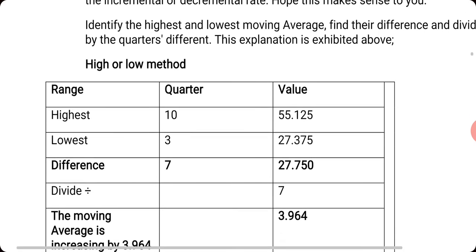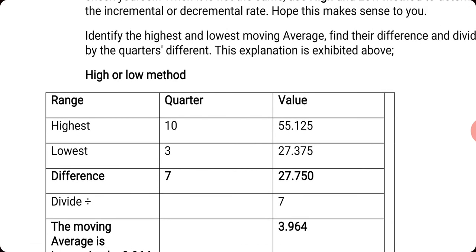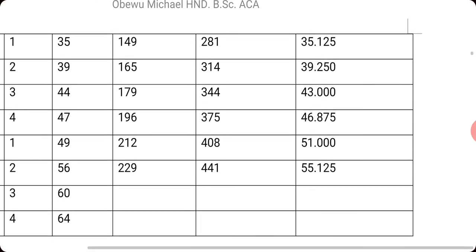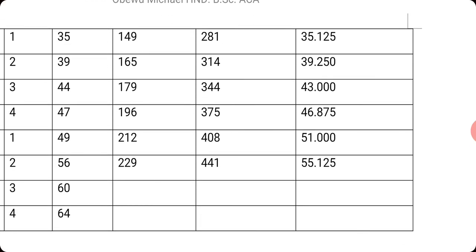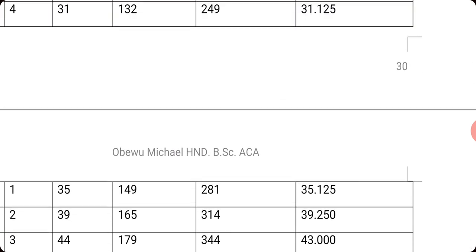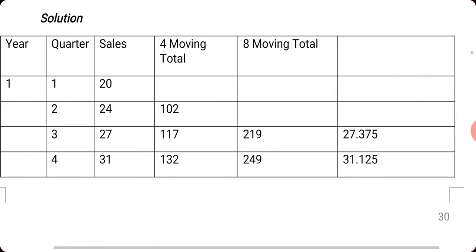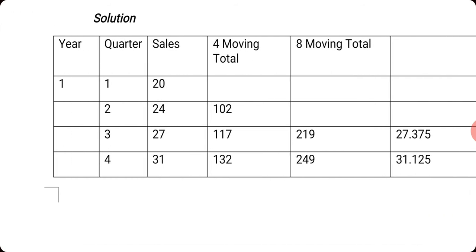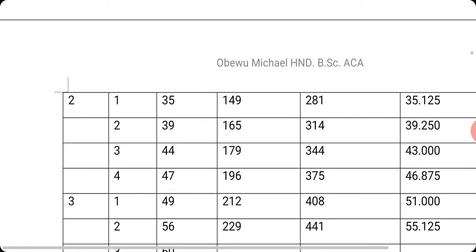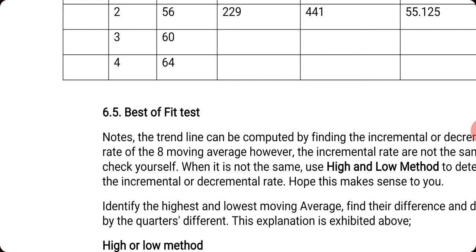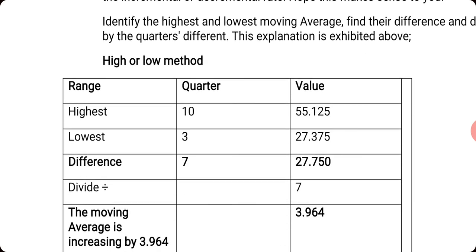Now under this high or low method, identify the value here with the highest number. It is this 55.125. Identify the value with the lowest number, which I suppose is this 27.375. What is their corresponding quarter? Quarter 3 and quarter 10, I guess. Quarter 3 and quarter 12, sorry. So you come here. The highest number is quarter 10.